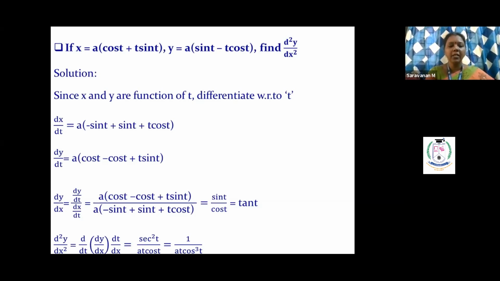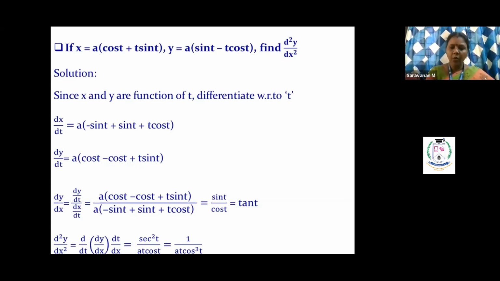d squared y by dx squared is equal to d by dt of (dy by dx) into dt by dx. Now we can differentiate tan t with respect to t. The derivative of tan t is secant squared. How will you write dt by dx? dt by dx is nothing but the reciprocal of dx by dt, so that is 1 by a cos t. So what you are getting as the answer? 1 by a cos cube t. I have written secant squared as 1 by cos squared. So we are getting d squared y by dx squared is 1 by a cos cube t.